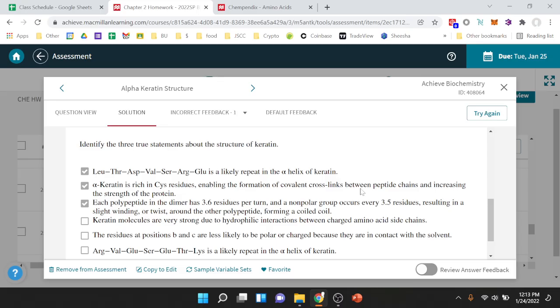And so you'd have cross-links between these peptide chains, increasing that strength of the protein. This is a structural protein. Everything about that makes sense, doesn't it? Okay, so each polypeptide in the dimer has 3.6 residues per turn, and a nonpolar group occurs every 3.5 residues, resulting in a slight wind or twist around the other polypeptide, forming a coiled coil. Okay, so we know it's a coiled coil, right?